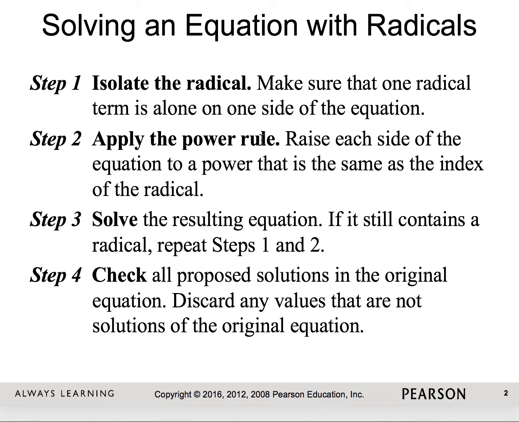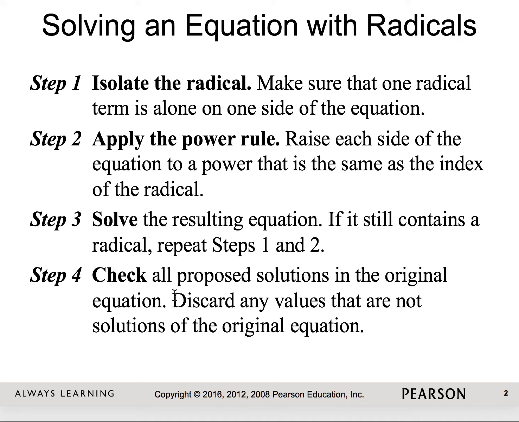So here are your steps to solving an equation with a radical. Isolate the radical on one side. Apply the power rule, in other words, square both sides. That'll get rid of the radical so you can solve the equation, but we must check these answers.